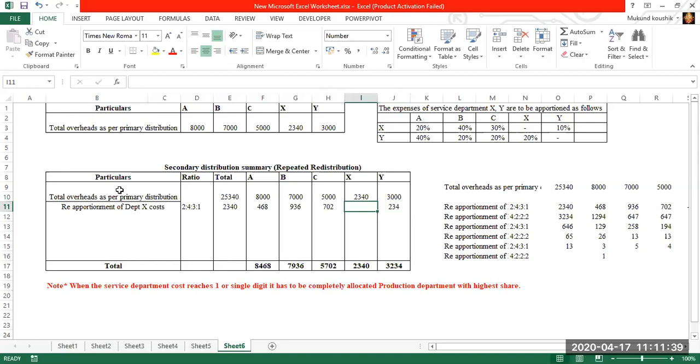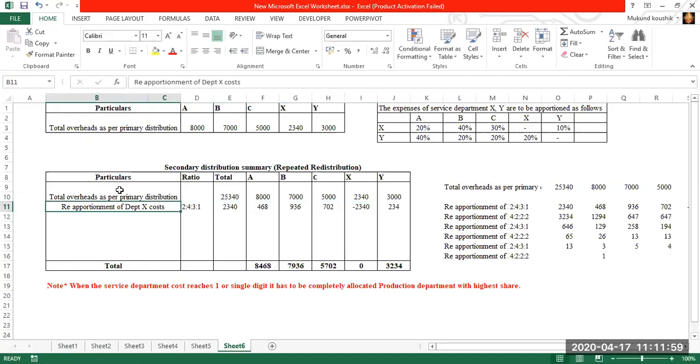Now in department X, you cannot apportion again back to department X itself, because whatever amount is there in department X, you are allocating to other departments. So this entire 2340 amount is completely exhausted in department X. There are no overheads left in department X, the 2340 amount is completely allocated to other departments.